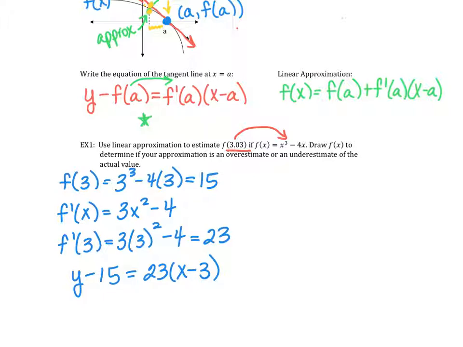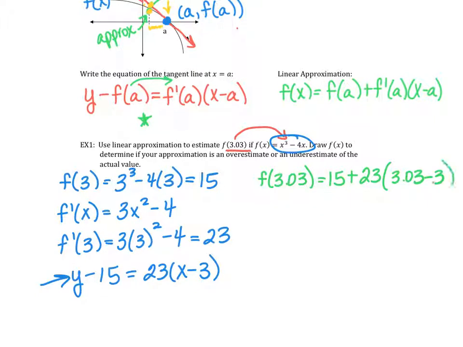This curve here, when you get close to 3, it looks like this line. If I zoomed in really tightly to 3, it's going to look like that line. So f of 3.03, I'm going to plug into this line with my value, because it's easier to plug into a line, a linear, than a cubic function. And so I pop the 3.03 here, and then I'm going to solve that out.